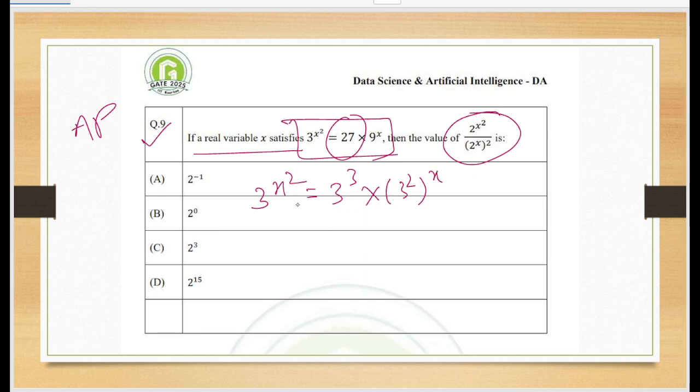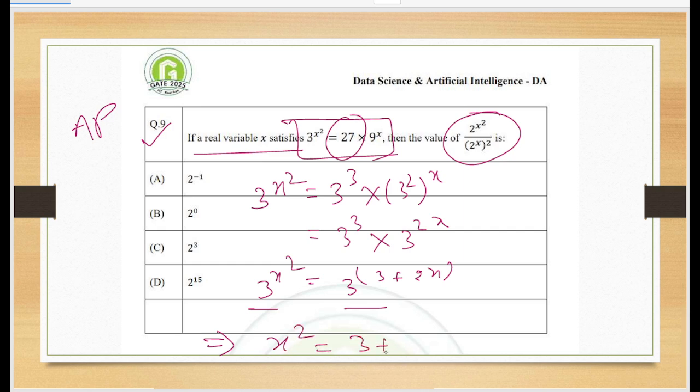By using the property of powers and indices, we can further write this as 3 cube into 3 raised to 2x, and we know if the base is the same, then the powers will be added. So this will result in 3 raised to 3 plus 2x. Now this side is 3 raised to x square. So here also the base is the same on both sides. Therefore we can compare the powers of both the bases. So this will result in x square equals 3 plus 2x.